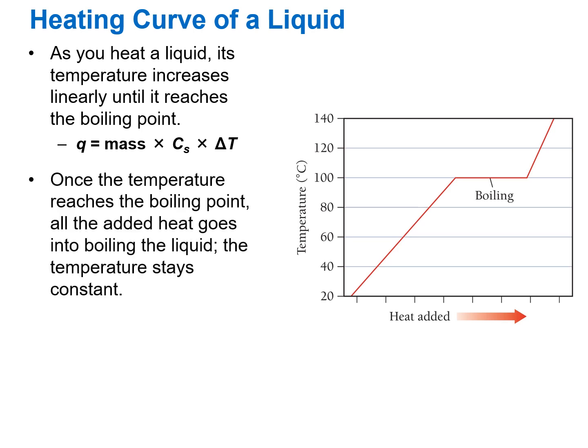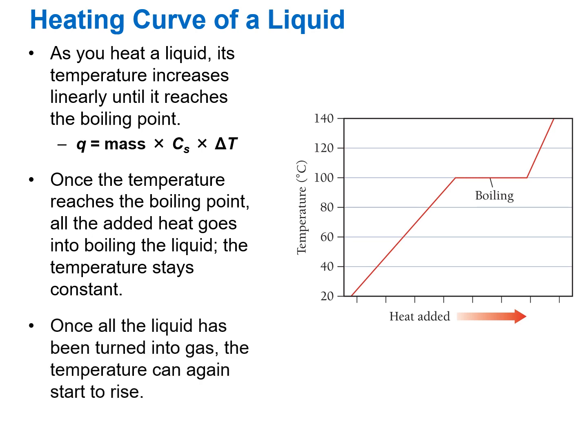So once the temperature reaches the boiling point, all the added heat goes into boiling the liquid. It goes into helping that liquid do the transition from liquid to gas. And this is why the temperature stays constant. Now, once all the liquid has been turned into gas, then we get to see the temperature of the gas start to go up. But that's the temperature of the gas. So in this part of the graph, we have liquid, and then we have liquid transitioning, and now we have liquid that has transitioned to gas.